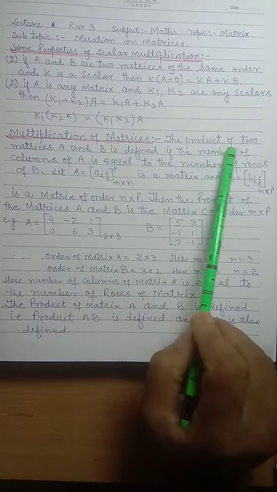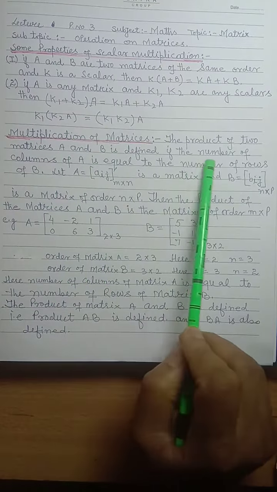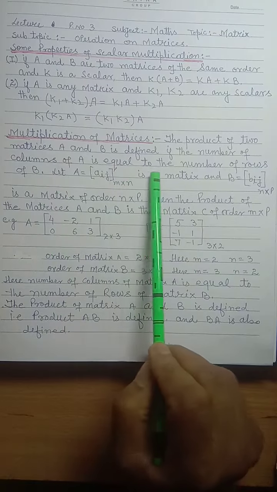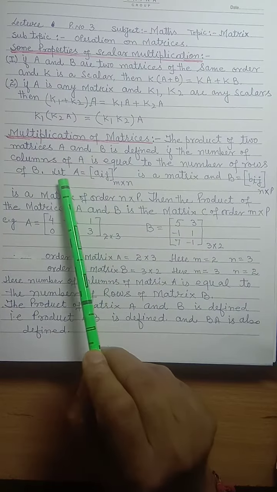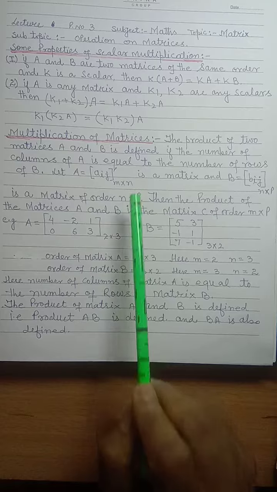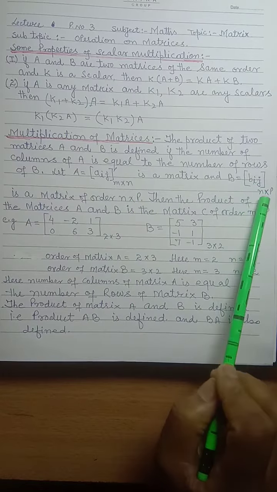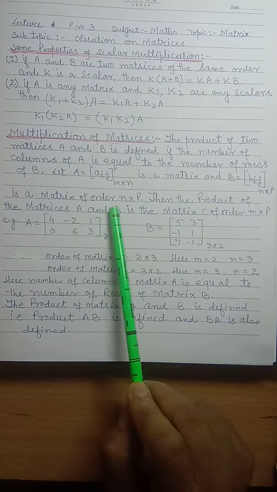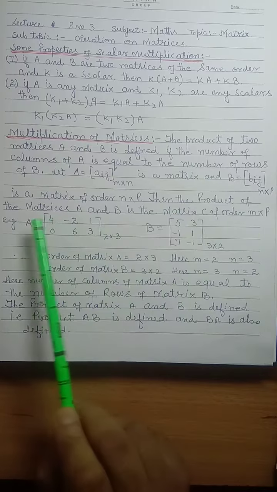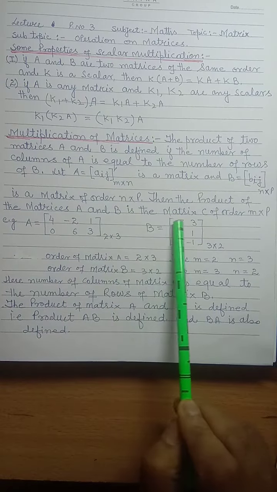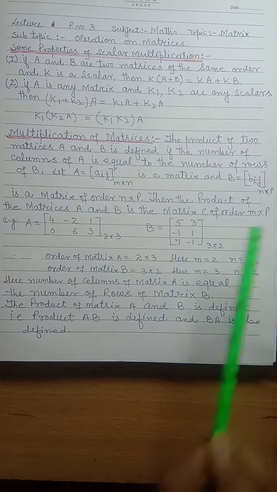Multiplication of matrices. The product of two matrices A and B is defined if the number of columns of A is equal to the number of rows of B. Let A is equal to Aij, M cross N is a matrix and B is equal to Bij, N cross P is a matrix of order N cross P. Then the product of the matrices A and B is the matrix C of order M cross P.